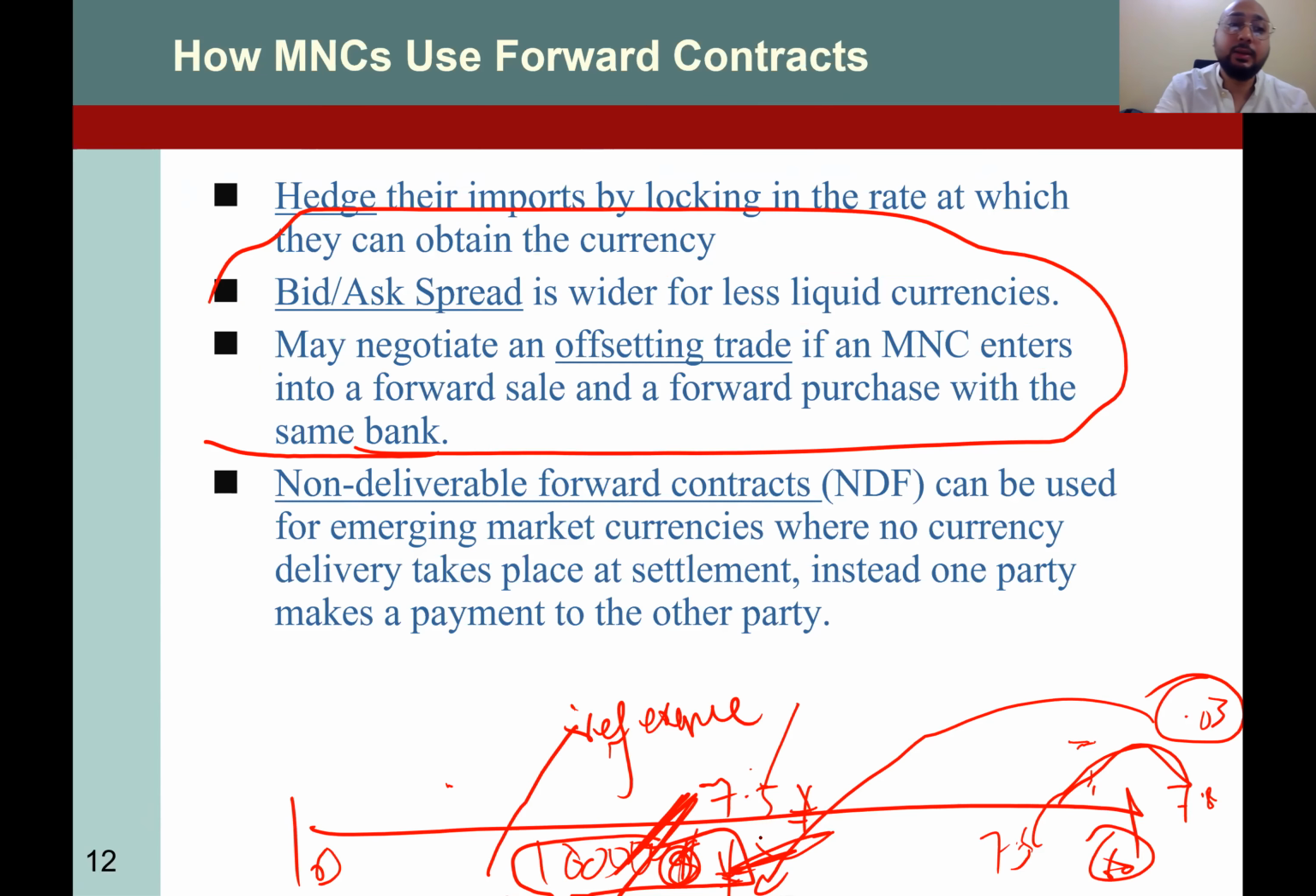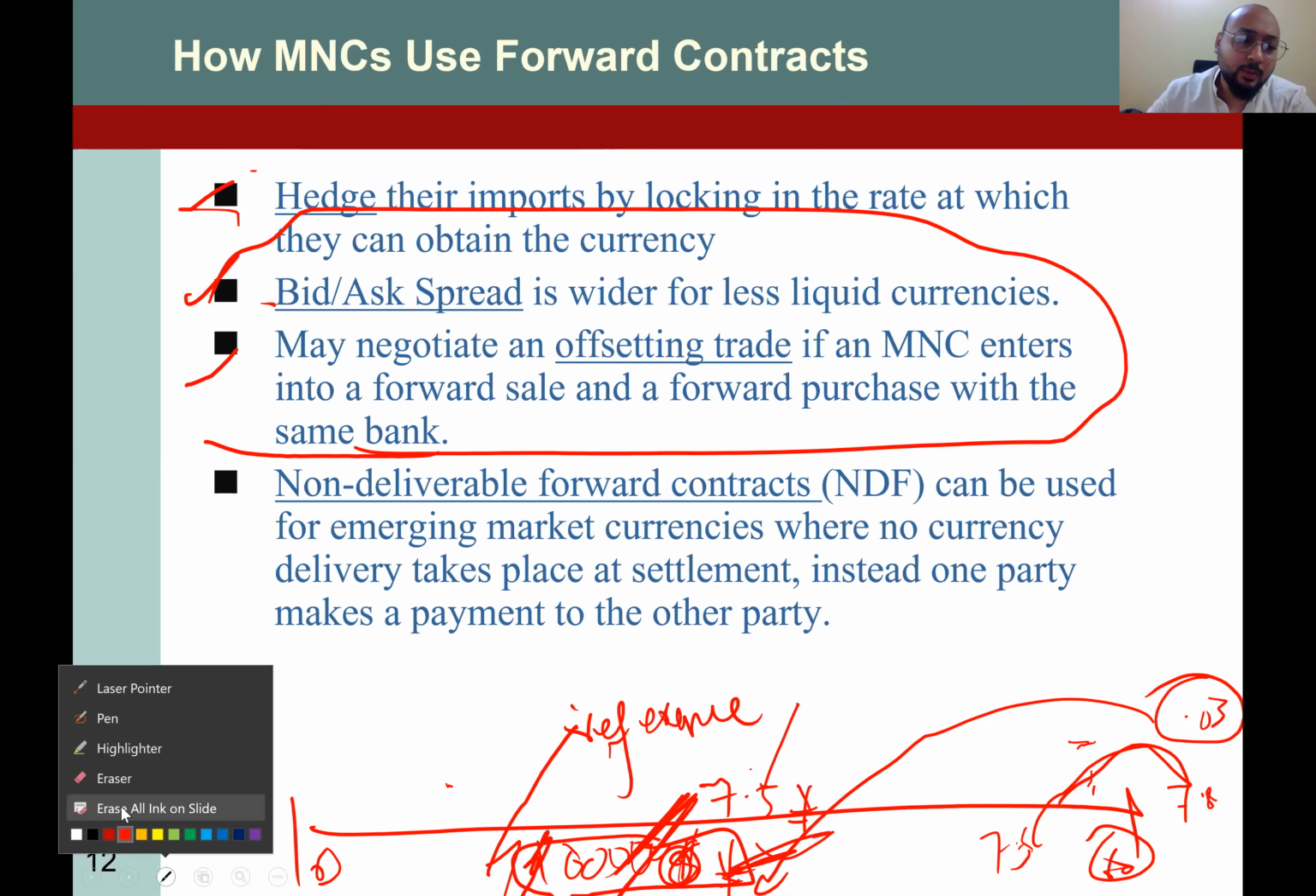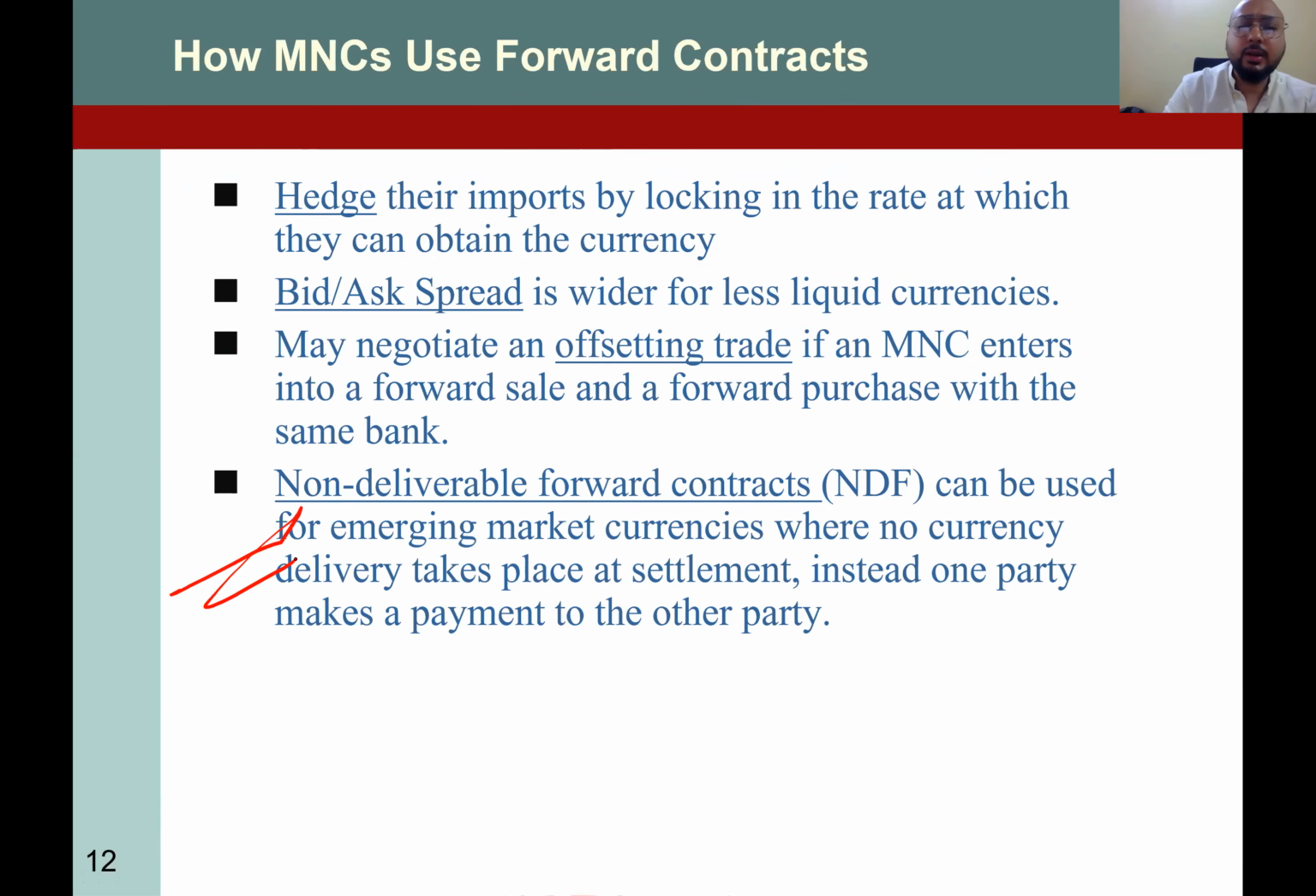In other contracts here, the party must transfer the amount, the contract amount, to the other party, right? But here in non-deliverable forward contracts, the amount of the currency is not delivered, only the difference is delivered, that's it. Now, the question is how we are going to use that, why there is a need for non-deliverable forward contracts.